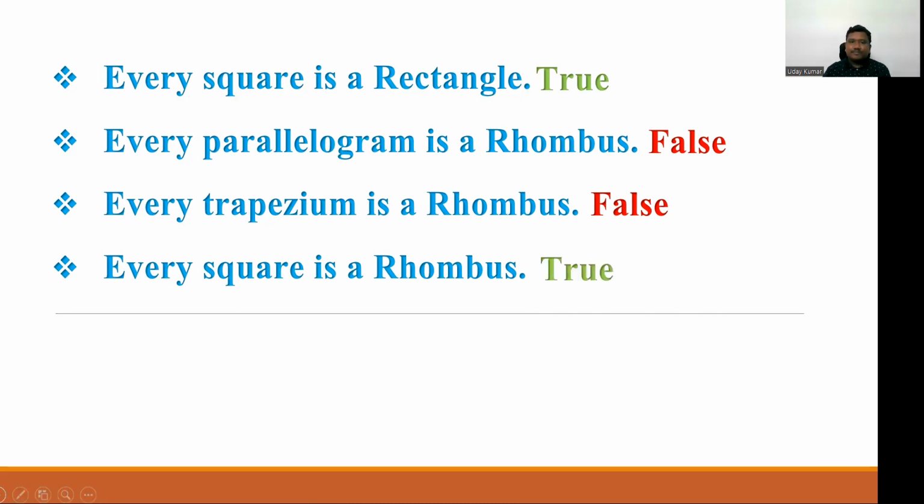True. So with these statements, you can understand some quadrilaterals means square is becoming a rectangle, parallelogram is a rhombus means false, trapezium is a rhombus means false, square is a rhombus means true. So some quadrilaterals are connected to the others, meaning a square is always a rectangle, a square is always a rhombus. So how can we correlate various named quadrilaterals? That topic we are going to discuss in this session. That's the main subject of this video.